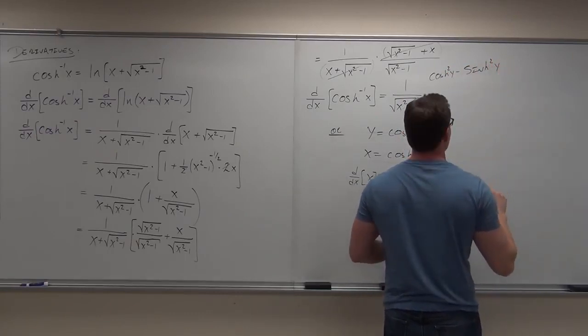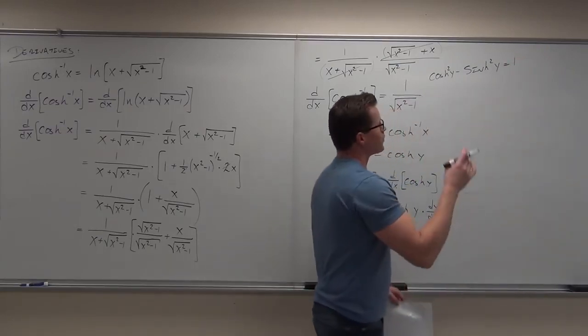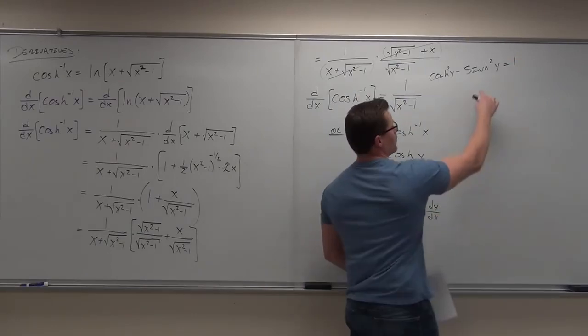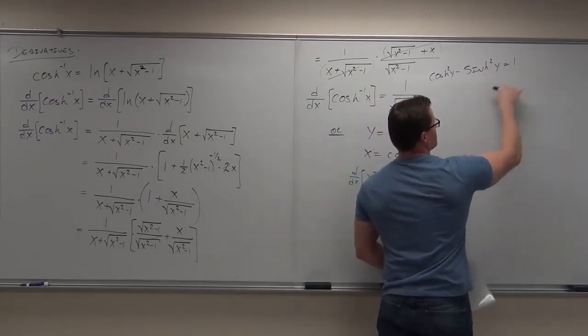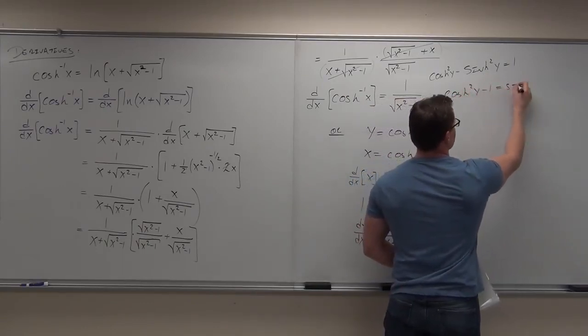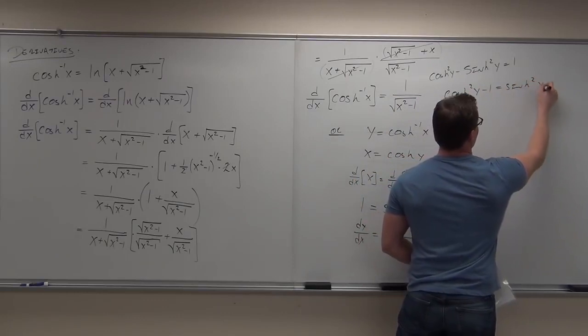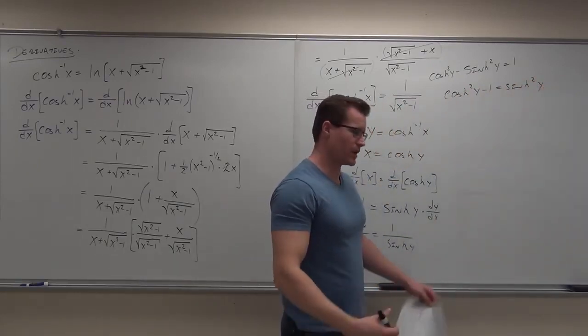That, right? Equals this. So working from here, if we wanted to solve for this guy right here, what I'd probably do is add this and subtract 1. So cosh squared y minus 1 equals sinh squared y. You guys okay with that one? Okay, take a square root.